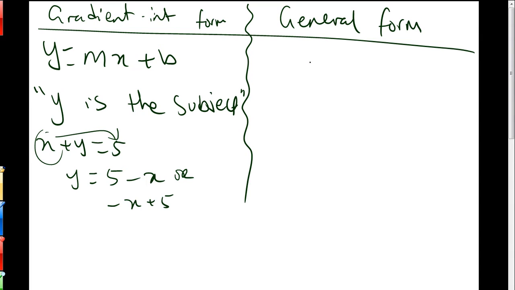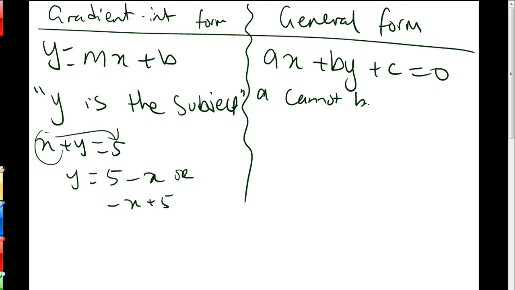This one, I feel like sometimes it's a little bit easier. This is the form for it: ax plus by plus c equals 0. Now, the key thing with this is a cannot be negative nor a fraction.